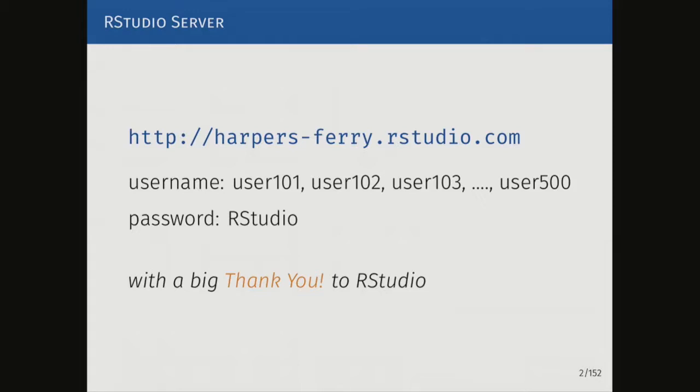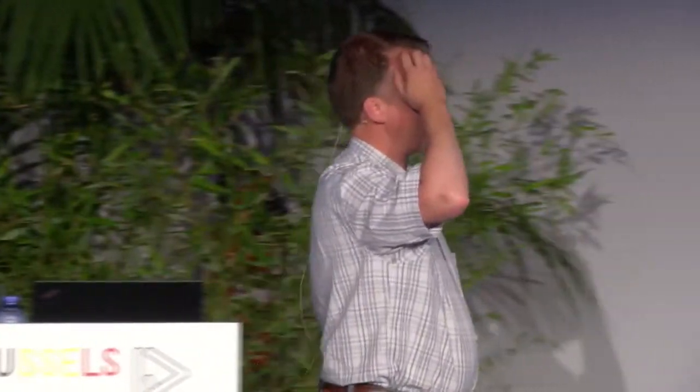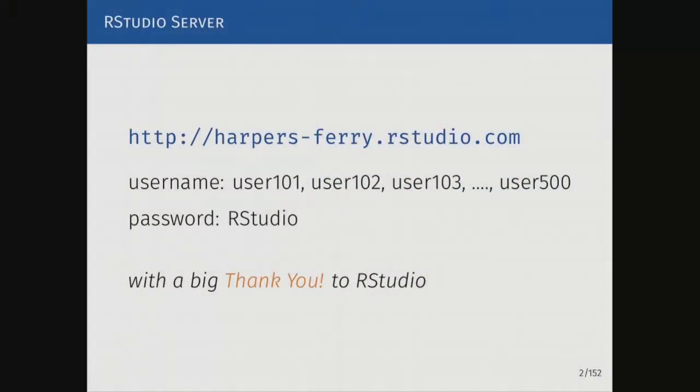Or if you happen to be set up on your machine, which really isn't that difficult thanks to the tooling, then use your own. But if you can't, try that. That's Harper's Ferry with a hyphen, rstudio.com. Usernames 101 to 500, password RStudio with a capital R and a capital S. And if you see that, do take a picture, tweet it. If you see them in the hall, tell them thank you, particularly to Nathan Stevens for setting up the machine.